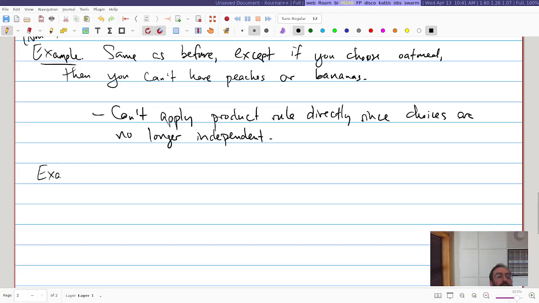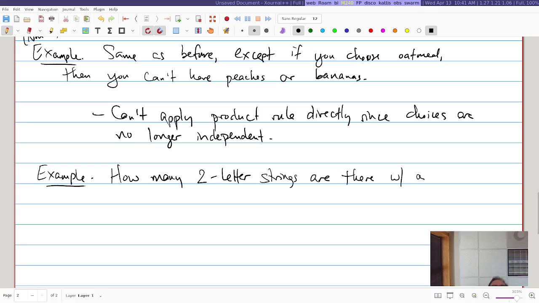So let's see, another example. How many 2-letter strings are there? Let's say with only uppercase letters, uppercase English letters.